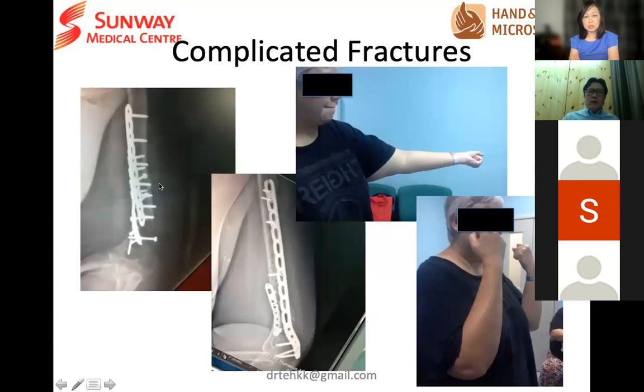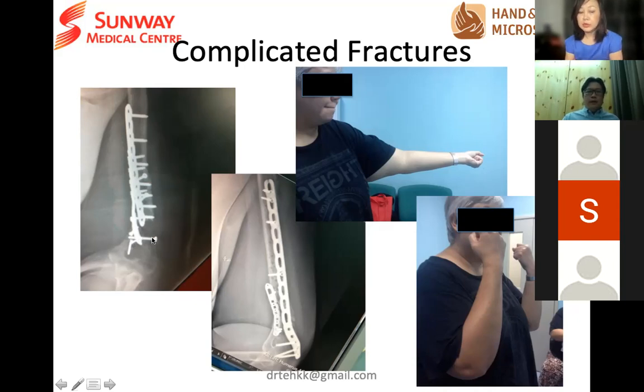So this is another patient, a revision surgery. It's a comminuted humerus fracture. You can see her, she's quite a big lady. When she came and saw me, she had already had two surgeries done. First, the surgeon put in a plate. It broke after a few days. Then the surgeon put in another plate, and it broke again.